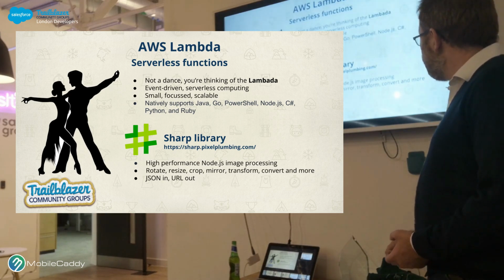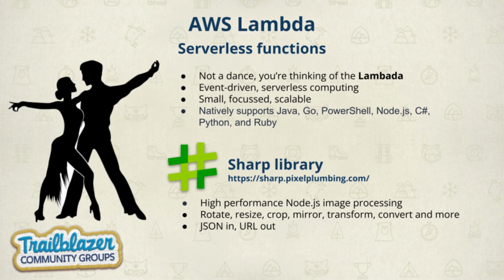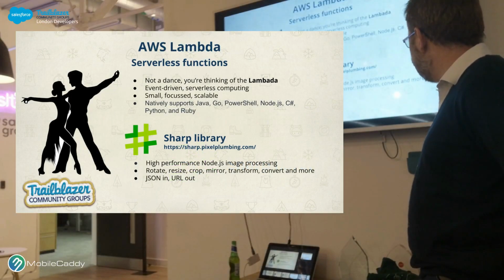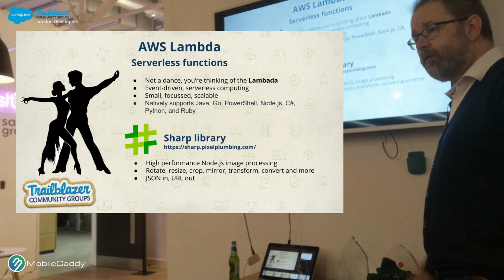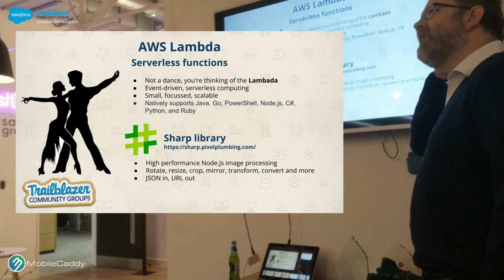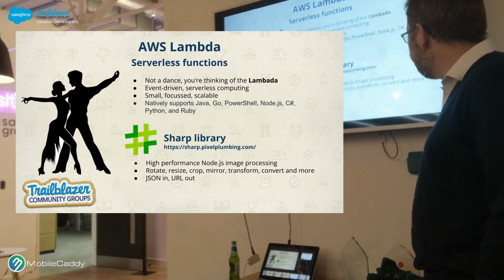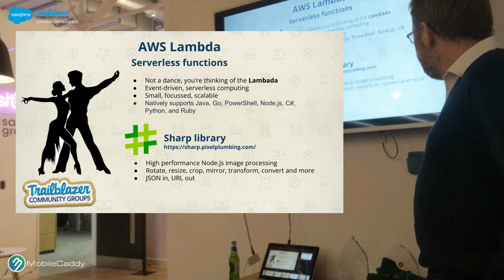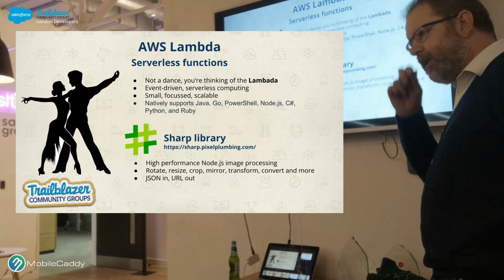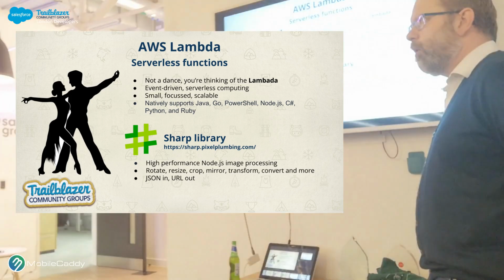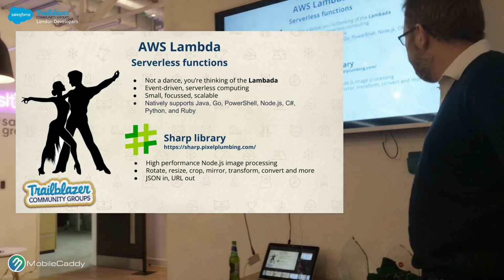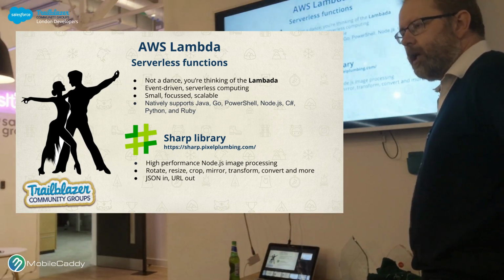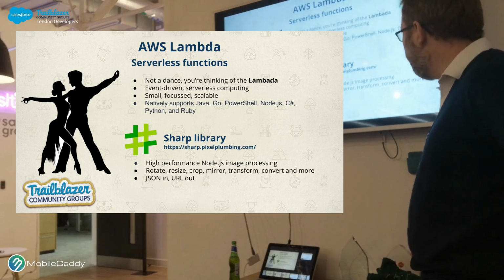And then that, in turn, uses something called the Sharp library. The Sharp library is a Node.js image library. And it has all sorts of bells and whistles, as you can see there. Rotate, resize, crop, mirror, transform, convert between formats, manage color depth, and all sorts of things that you're probably never going to need, to be fair, for this use case. So you throw it some JSON with the operations that you want it to do. I want it to rotate this way, resize that way, etc. You build up a little list of commands, and then it gives you a URL that will say, here's your image processed in that way.